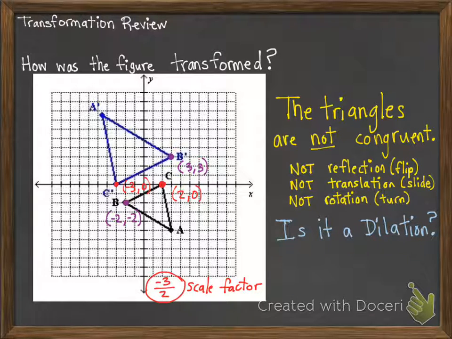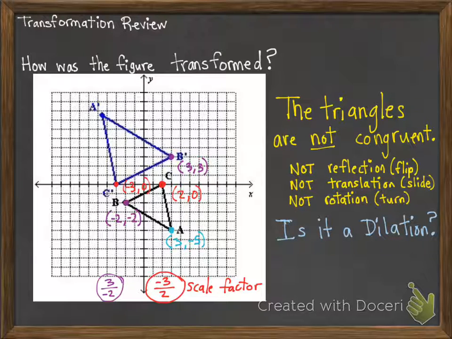Point B moved from -2, -2 to +3, 3. We can divide to check the scale factor, and 3 divided by -2 is the same thing as -3/2, so the scale factor is the same. We've got one more point to check, and that's point A.